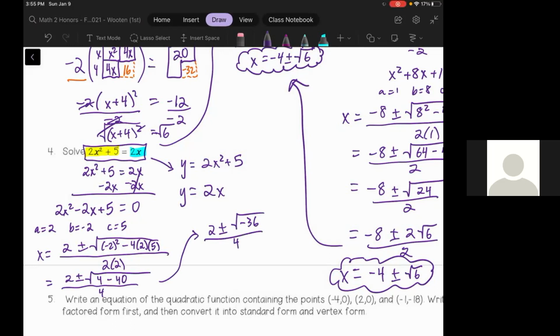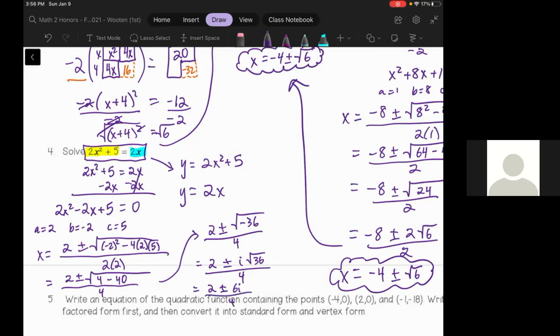Okay, square root of -36. That's a negative square root, which means it's imaginary, right? This is going to be a complex solution. So I want to go ahead and pull the i out and think about the square root of 36. Well, that has a nice square root. That's just 6. So this is 2 plus or minus 6 times i, all over 4.